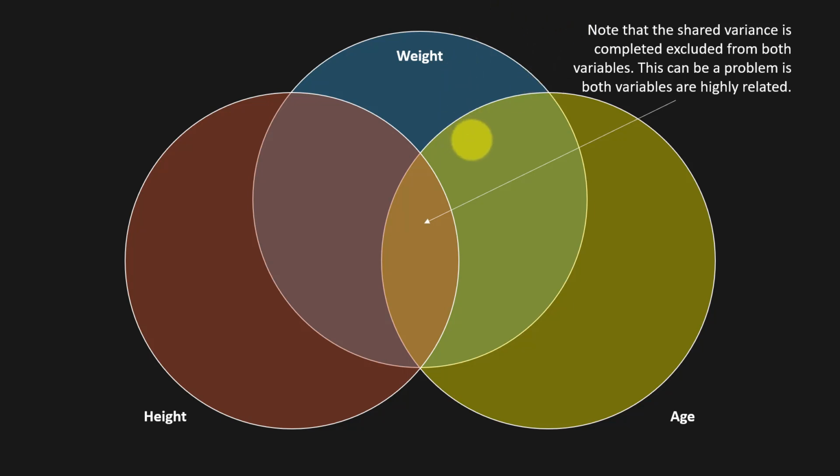So now note that the shared variance gets completely excluded in both cases, and this can be a problem if our two variables are highly related. In this case, it's not too big a deal if we exclude this from height because there's still a lot of height that's independent of age. And it's not too big a deal if we exclude this shared variance from age because there's still a lot of variability in age that is independent of height. But you can imagine if we move these yellow and red circles closer together, that area of overlap is going to get bigger and bigger. And if we're excluding a large area of shared variance, that can actually create some problems for our statistical models.